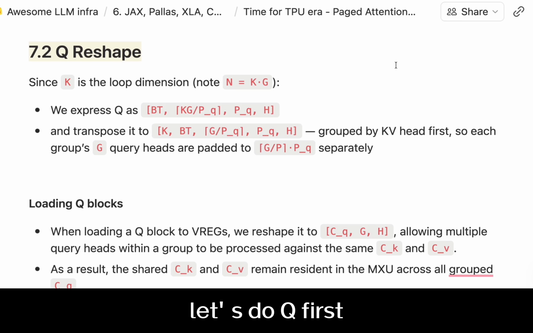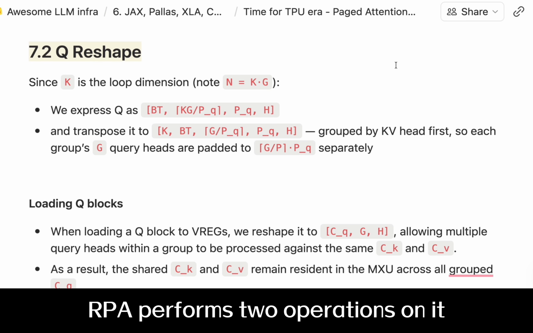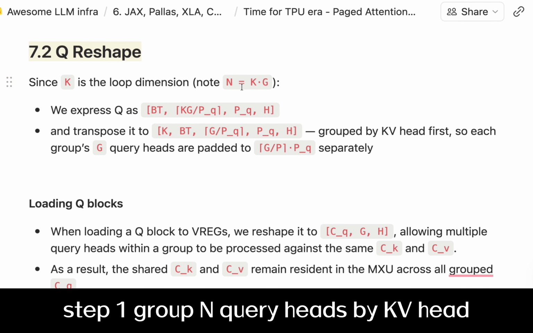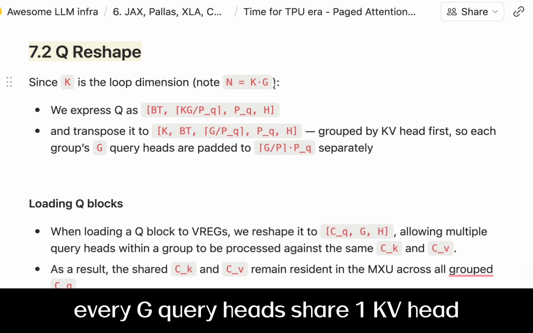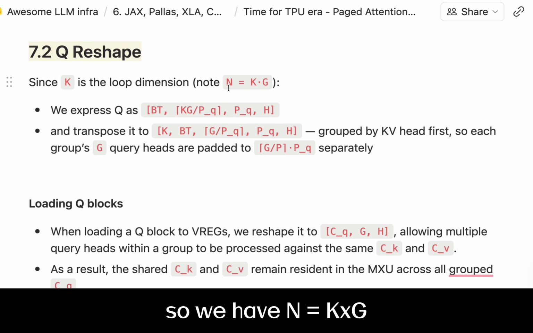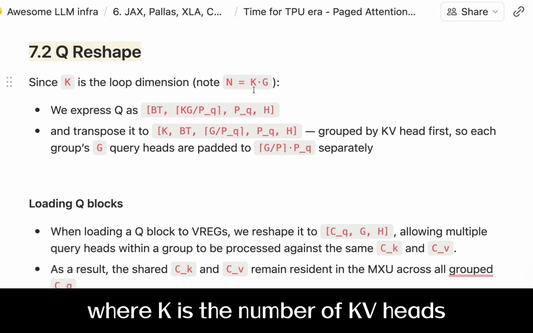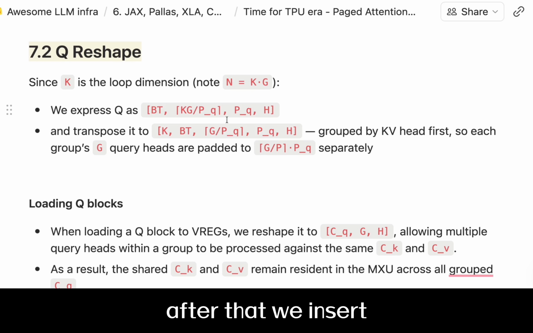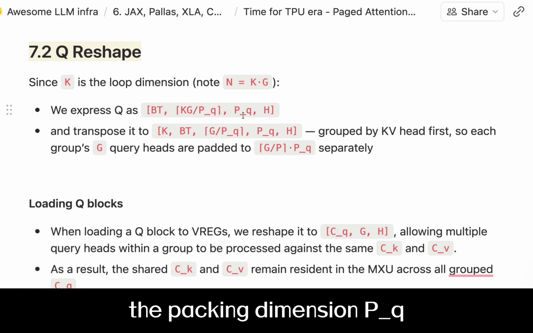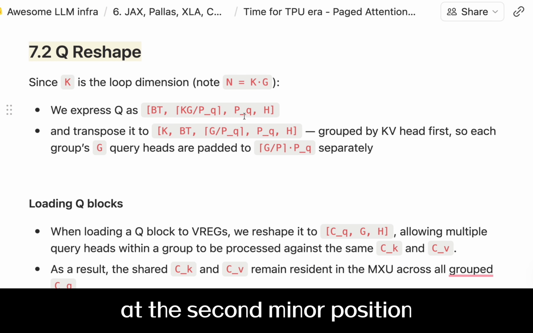Let's do Q first. RPA performs two operations on it. Step 1. Group N query heads by KV head. In GQA, every G query heads share one KV head. So we have N equals K times G, where K is the number of KV heads. After that, we insert the packing dimension PQ at the second minor position.